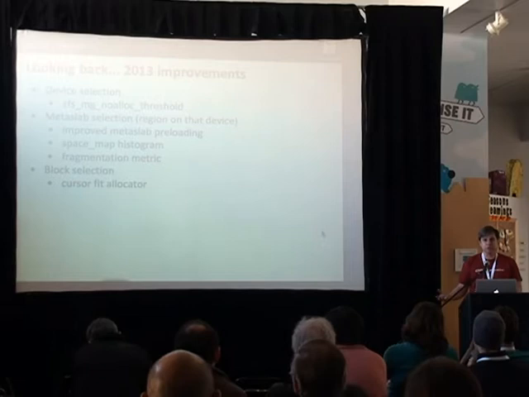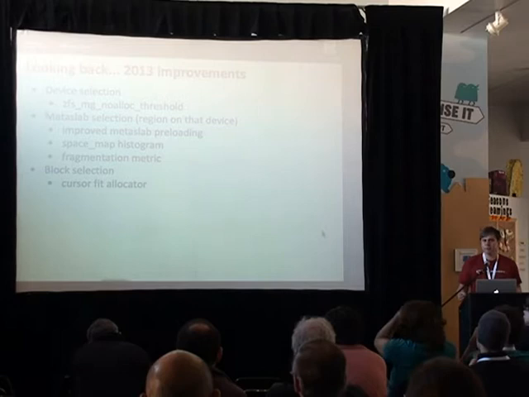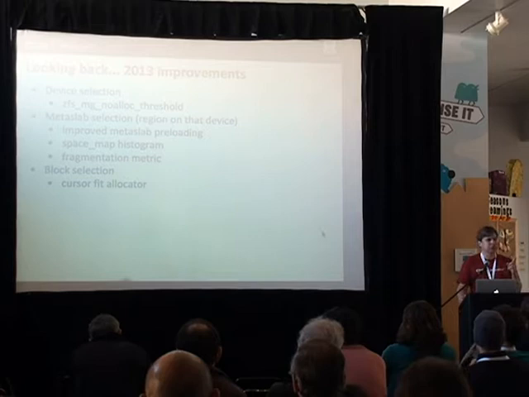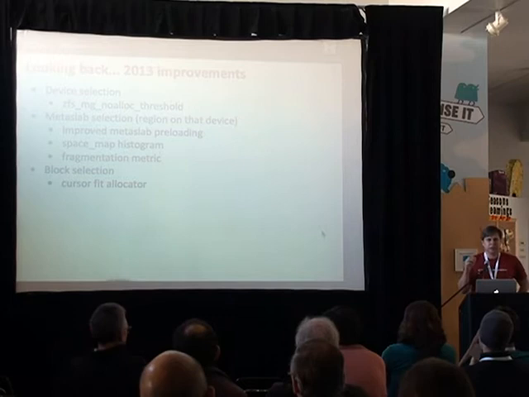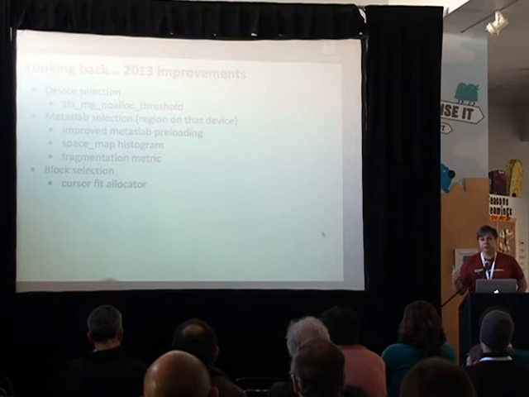We introduced a space map histogram. This was an on-disk change. This is a feature flag. I don't know, I think Linux doesn't have it yet, correct? Did FreeBSD actually pull that? FreeBSD is good. So we started off kind of on a quest to actually get more information. And that's the whole idea with regards to introducing this early.